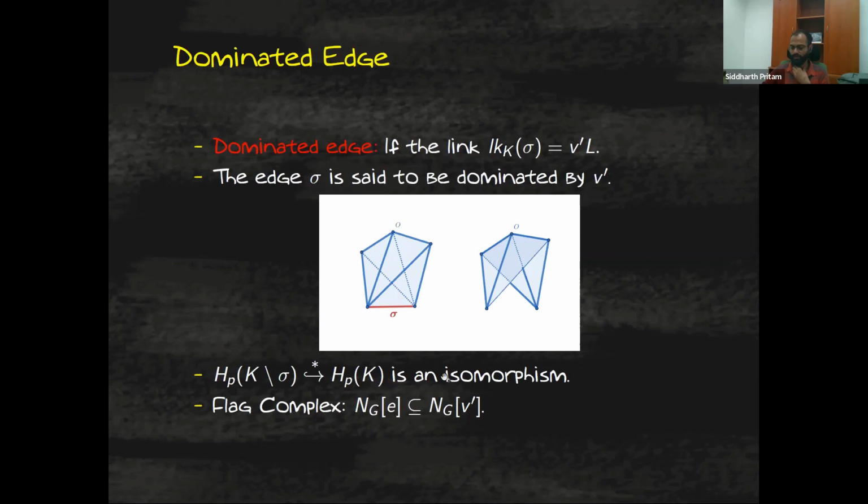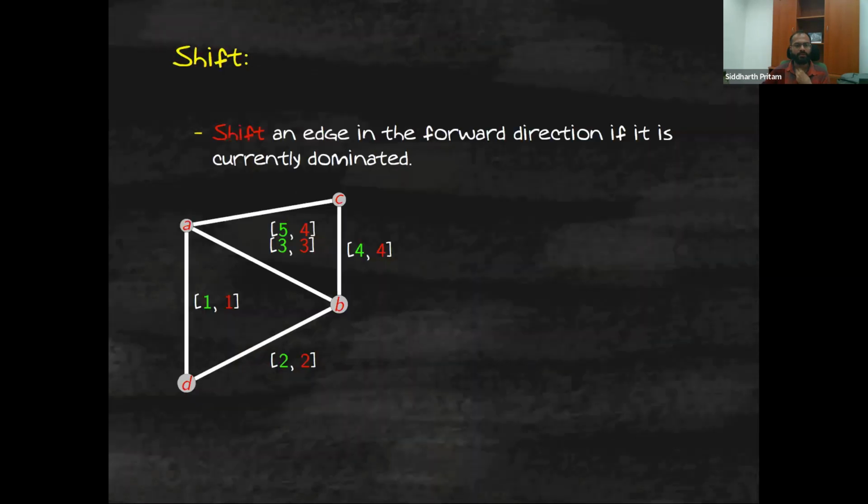Okay. So these are the two main points here about dominated edges. Now let me come to the operations, the three operations we talked about. First we look at shift. What we do is that we shift an edge if it is dominated at the time of insertion. So let's look at this example.